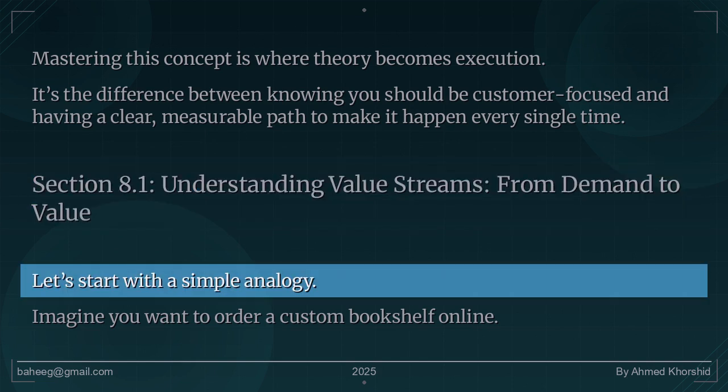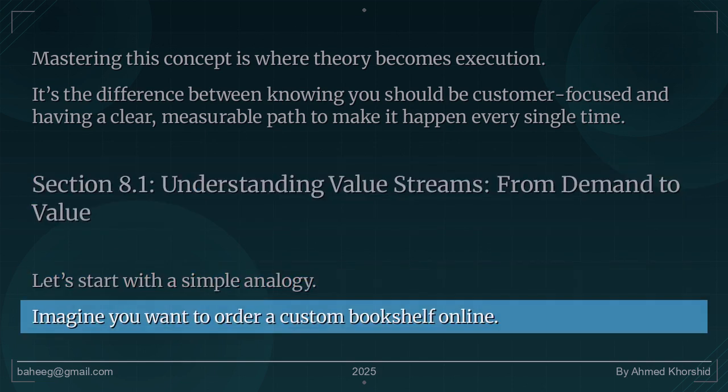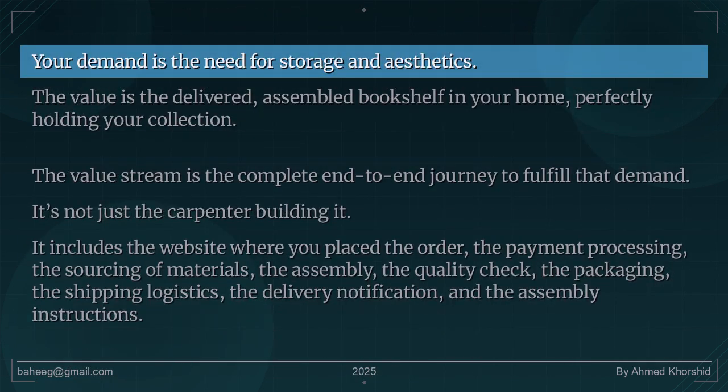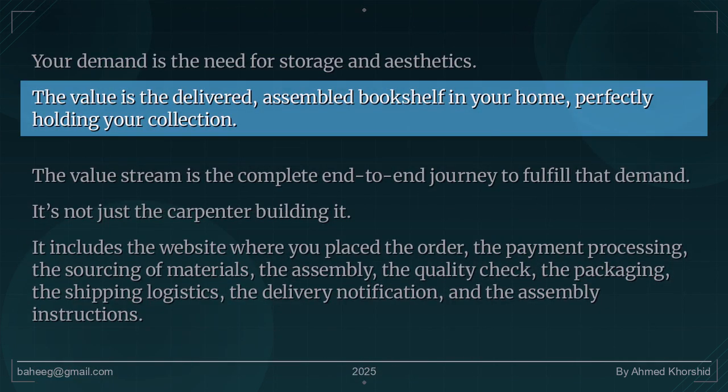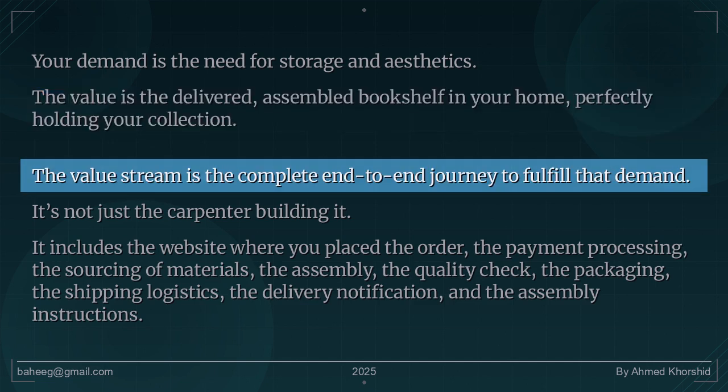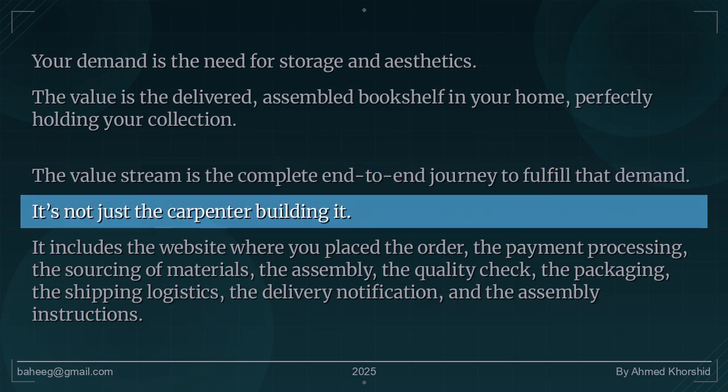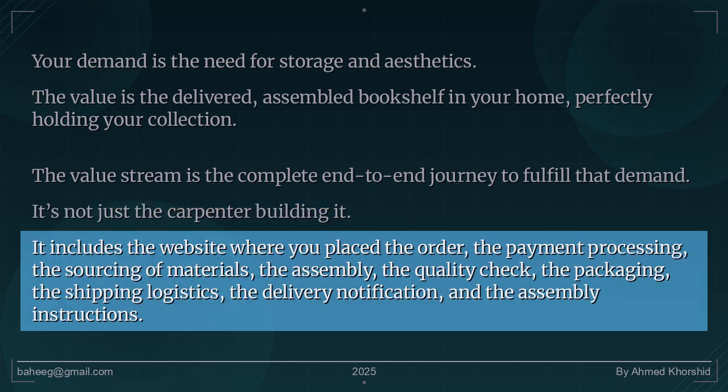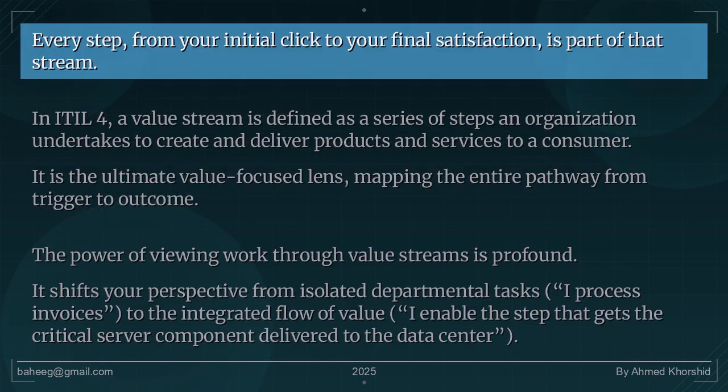Let's start with a simple analogy. Imagine you want to order a custom bookshelf online. Your demand is the need for storage and aesthetics. The value is the delivered, assembled bookshelf in your home, perfectly holding your collection. The value stream is the complete end-to-end journey to fulfill that demand. It's not just the carpenter building it. It includes the website where you place the order, the payment processing, the sourcing of materials, the assembly, the quality check, the packaging, the shipping logistics, the delivery notification, and the assembly instructions. Every step, from your initial click to your final satisfaction, is part of that stream.